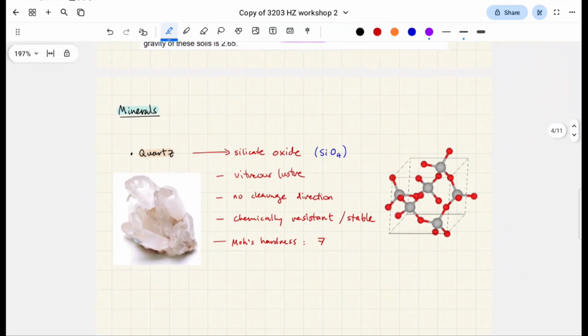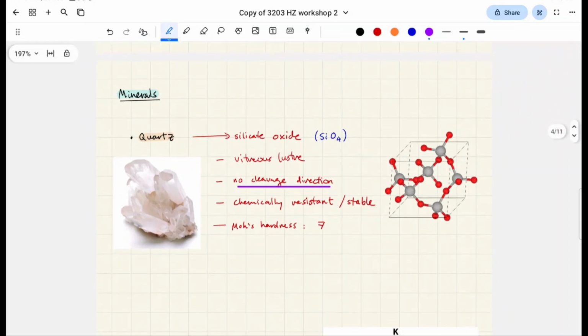Okay, so the minerals themselves, quartz we've brought up before. This is the one that primarily makes up sandstone. It's incredibly chemically resistant, and it has this kind of crystal structure. It basically doesn't have a cleavage direction because it doesn't have a plane of weakness in the structure. There's not much more to talk about with quartz. It's got a very simple chemical makeup as well.